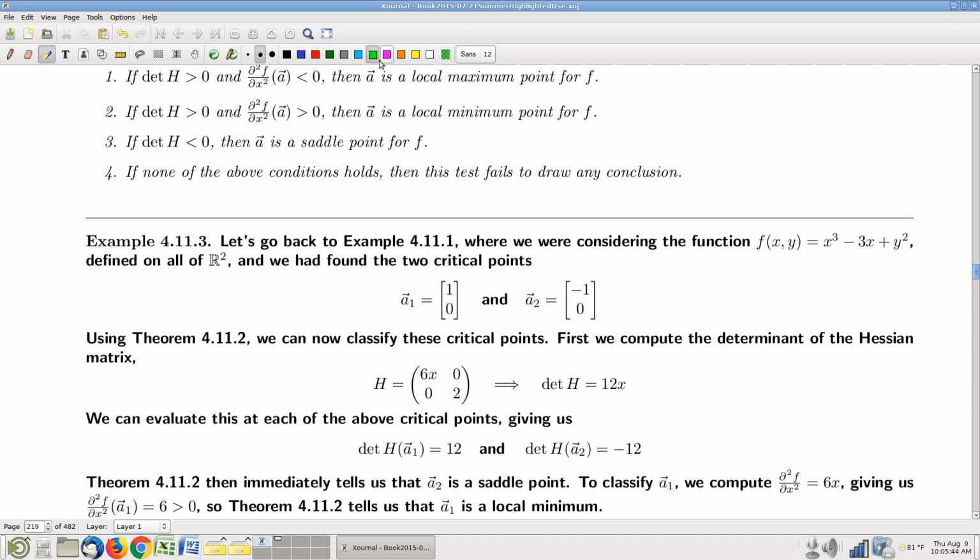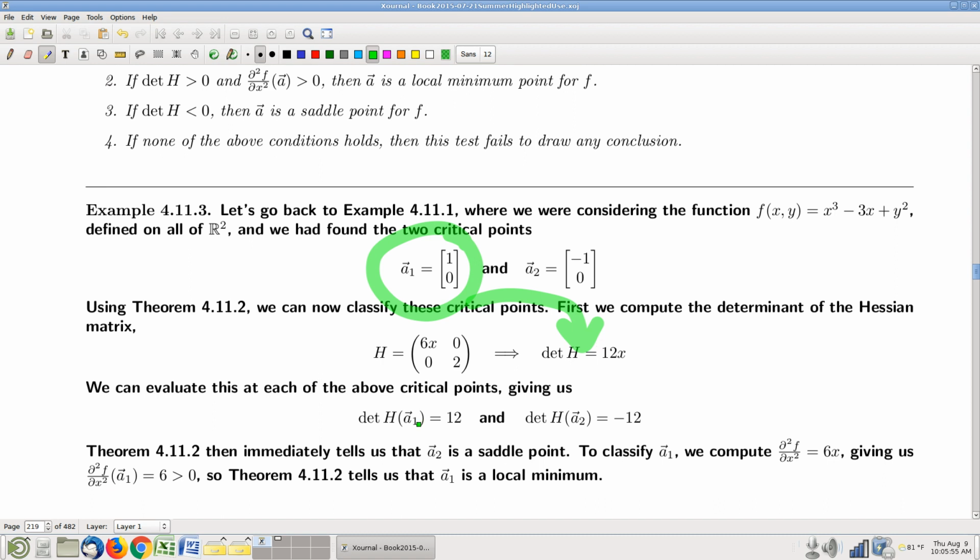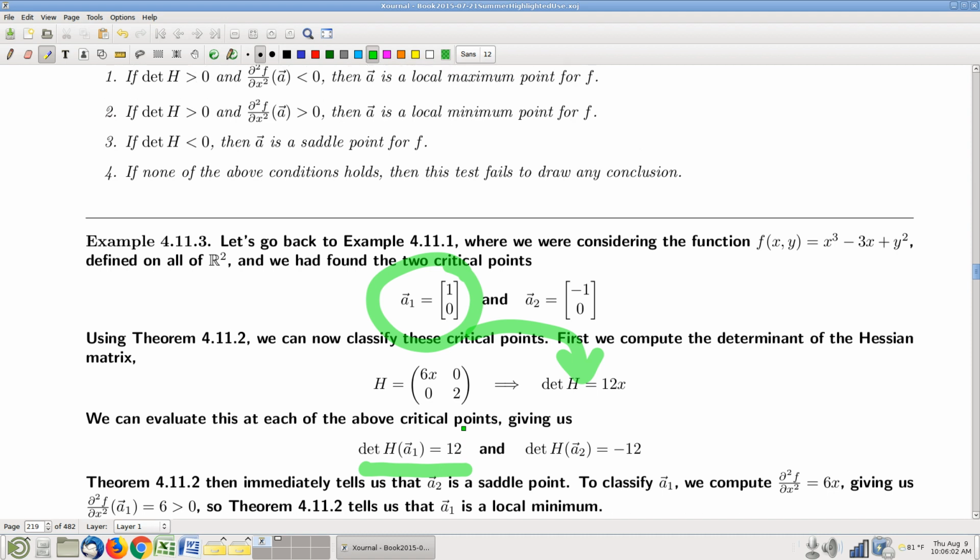We'll start with this point, (1, 0). X equals 1, y equals 0. Plug into that formula. That determinant is 12. That is positive. And that tells me that these two conditions here apply, and I've just got to decide which of those is relevant here.